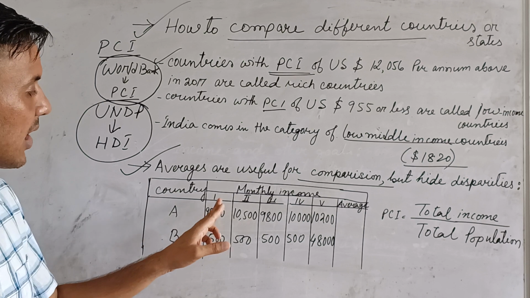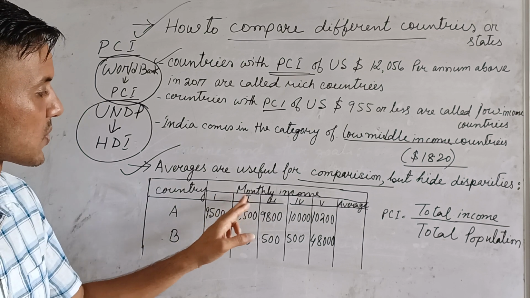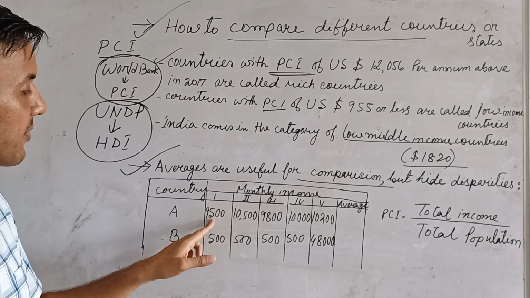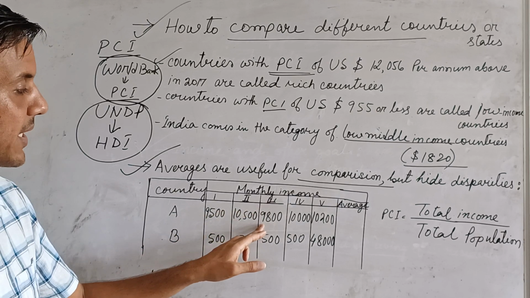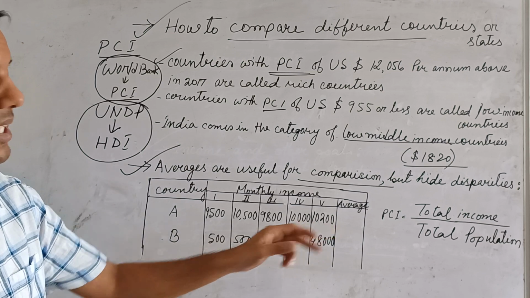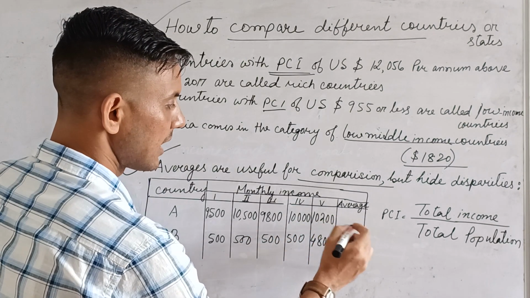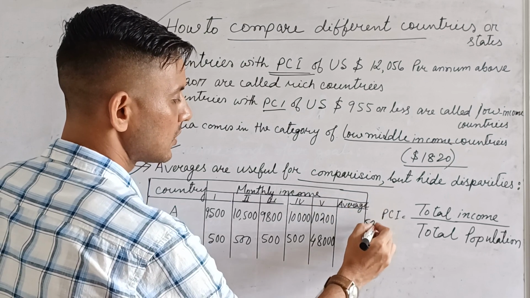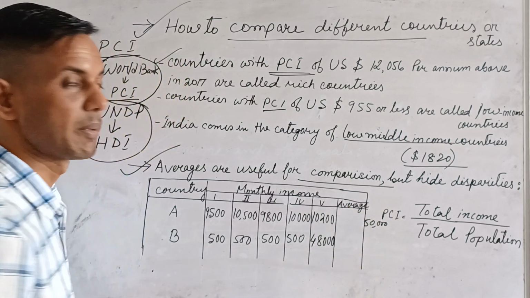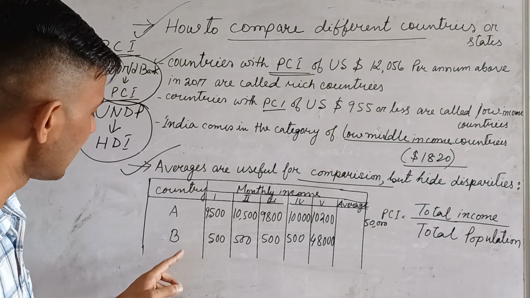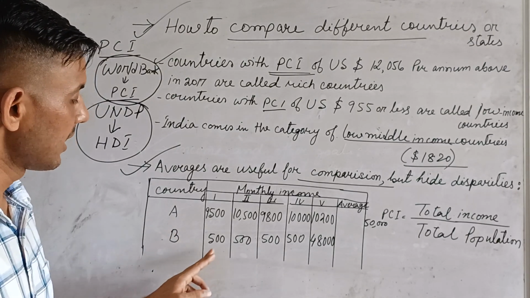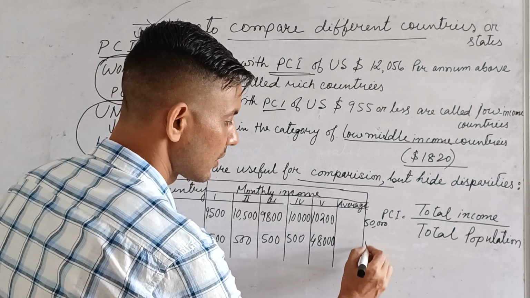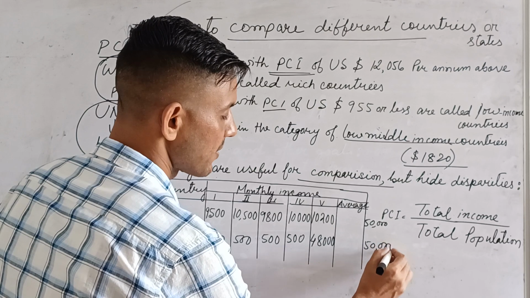Suppose in country A, there are 5 persons: person 1, person 2, person 3, person 4 and person 5. Their incomes are 9,500, 10,500, 9,800, 10,000, 10,200. So the total is 50,000. Here also, in the case of country B, the incomes are 500, 500, 500, 500, 48,000. So here also the total income is 50,000.